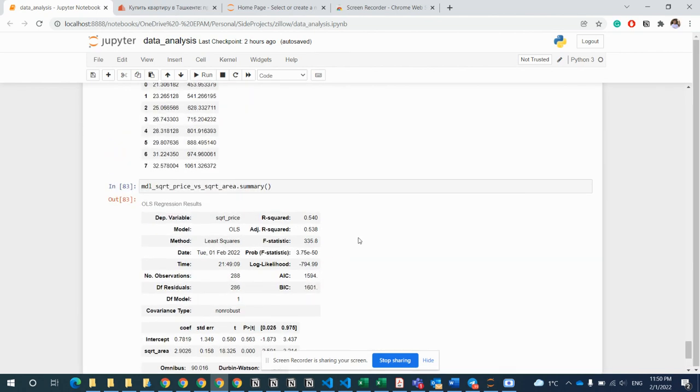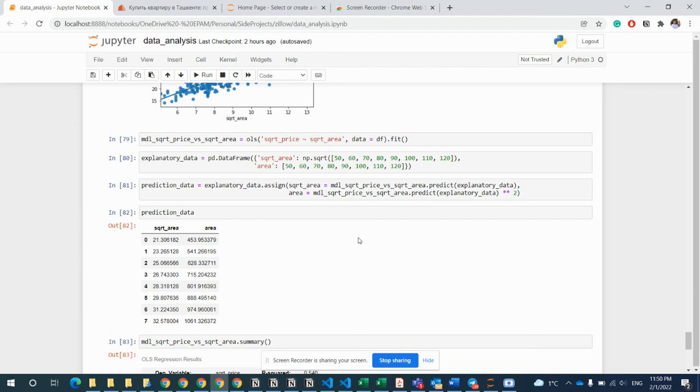Basically, that's it. I definitely will work on this data set and all the other variables I can use. And so far, this is what I found.